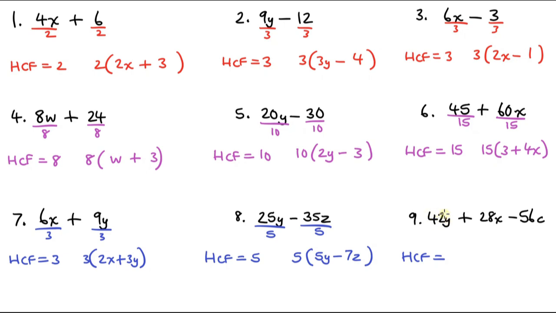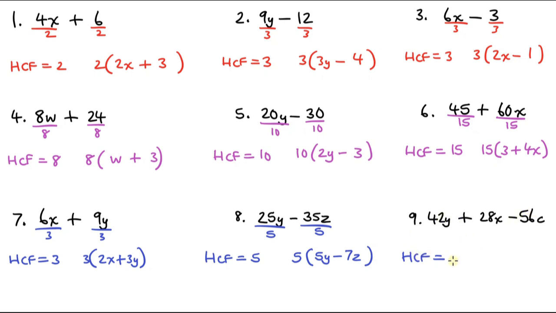6 is a factor of 42, but it's not a factor of 28. 7 is a factor of 42. 7 is also a factor of 28. And 7 is a factor of 56. So I think it's going to be 7. I don't think there's anything bigger than 7. 14. Would 14 work? 28 is divisible by 14. 42, is that divisible by 14? Yes, it is. 14 times 3 is 42. And I can see that 56 divided by 4 is 14. So actually the highest common factor is 14.